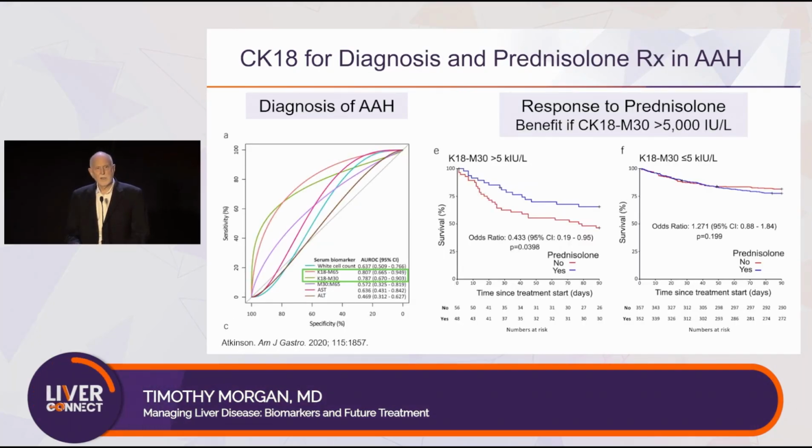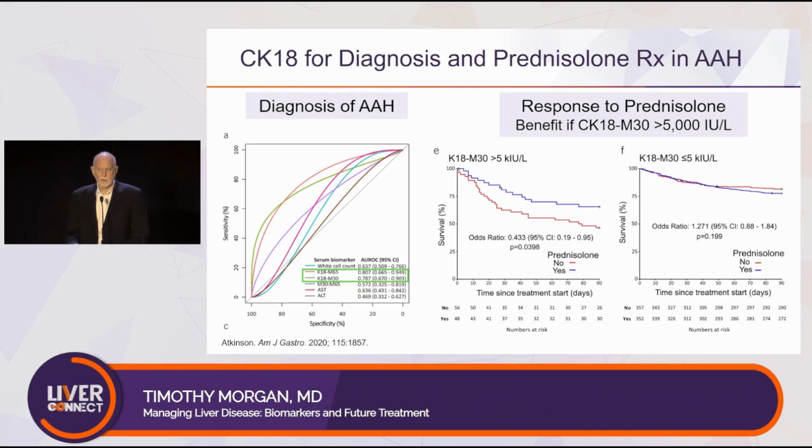And again, this is data on cytokeratin 18 from the STOPAH trial. On the left-hand side, with all those pretty curves, are different tests for diagnosing alcohol-associated hepatitis. And the two curves that are highest relate to cytokeratin M65 and M30. So again, those are better tests than other serologic tests for the diagnosis of alcoholic hepatitis, with an AUROC of about 0.8. And on the right-hand side, it really shows response to prednisone treatment.